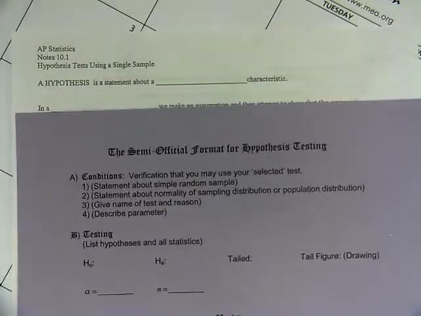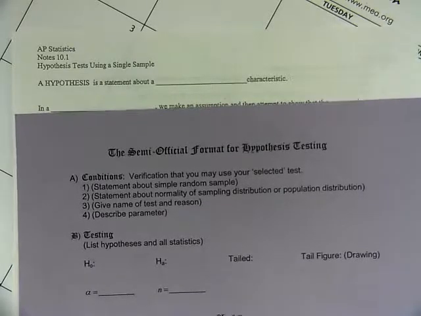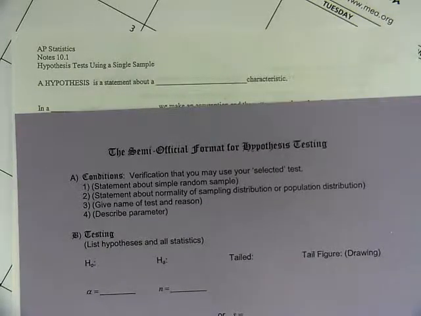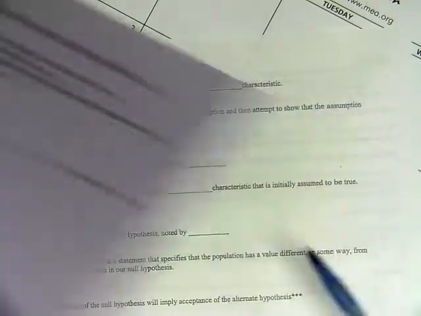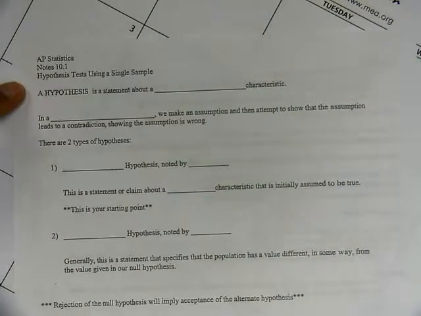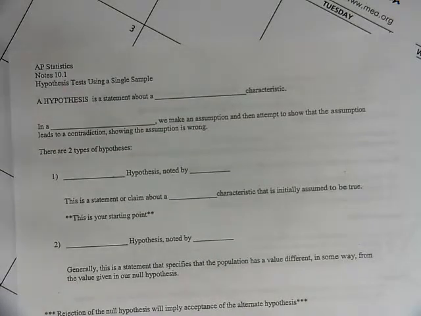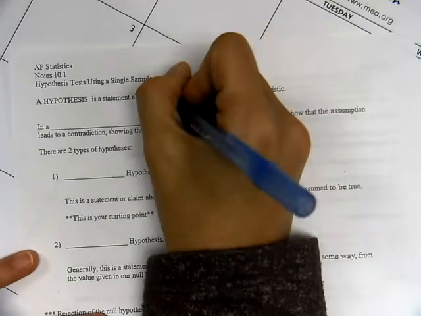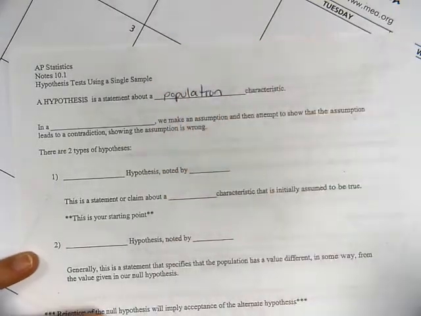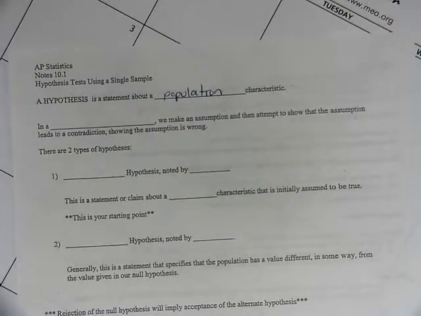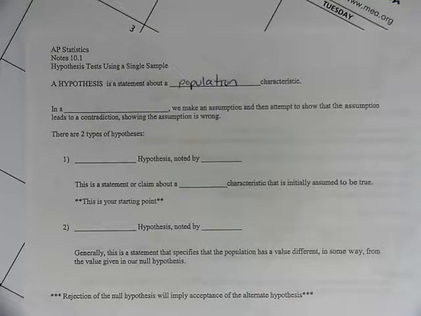So the write-ups get longer. We're not actually going to do a full write-up until like Friday, but this is kind of your beginning part. We're just going to look at what gets added today. So a hypothesis, you've done these in like science at some point, I'm sure, is a statement about a population characteristic. So that's usually your hypothesis.